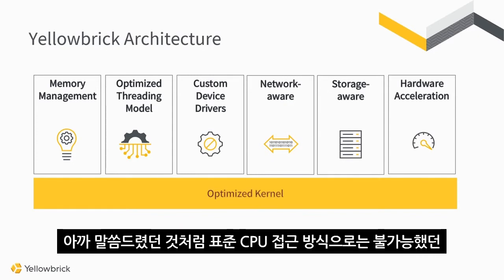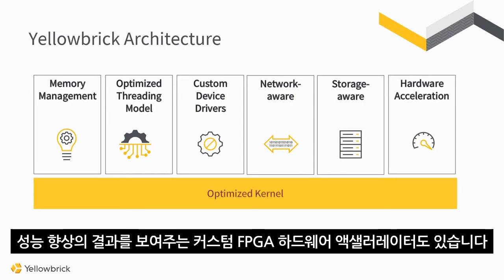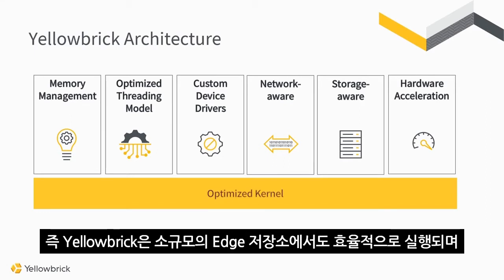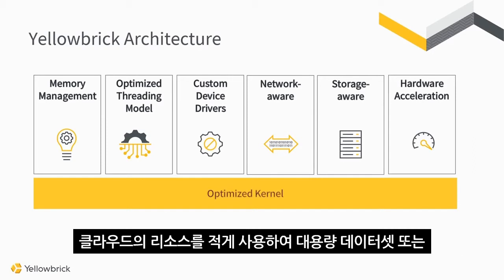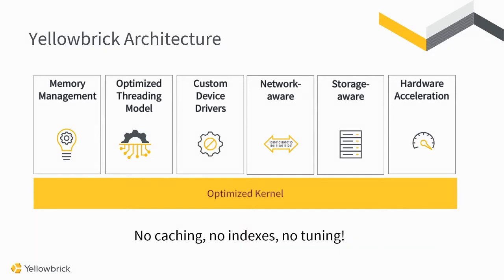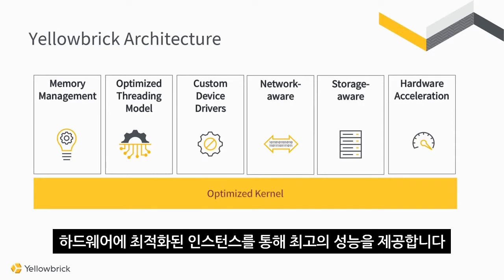And as I mentioned on the previous slide, the custom FPGA hardware accelerators bring massive deterministic performance improvements that can't be obtained with the standard CPU approach. This means that Yellowbrick will run efficiently at the edge on smaller configurations and use fewer resources in the cloud to provide unrivaled performance on the largest data sets or on our hardware optimized instances.